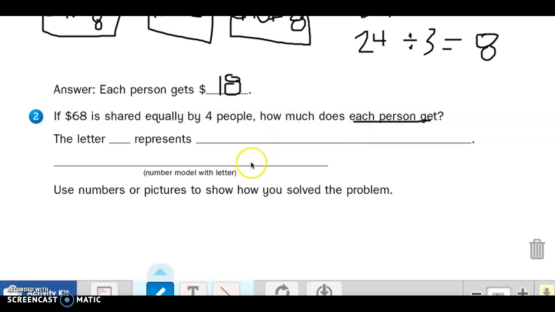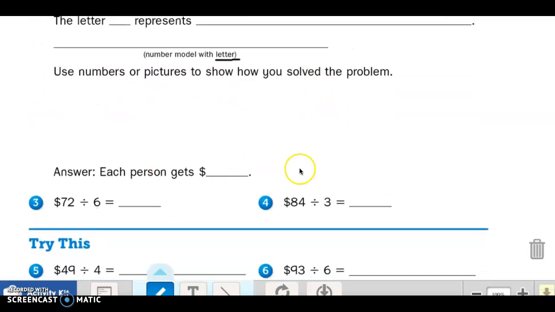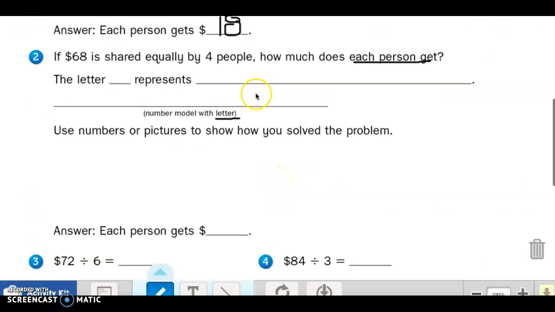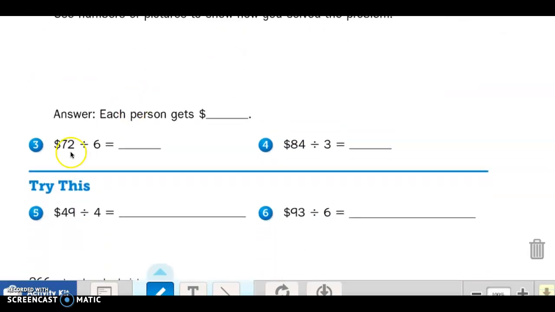So the number model, remember again, with a letter. Then use that picture. So to start, I knew there was 3 people, so I drew 3 boxes. Here we have 4 people. So you try that on your own. Then $72 divided by 6 and $84 divided by 3. That's kind of like if I were to take off this money sign, it would just be 72 divided by 6 and 84 divided by 3. So figure out what that factor would be. But remember, you will need your dollar sign because that will be your label.